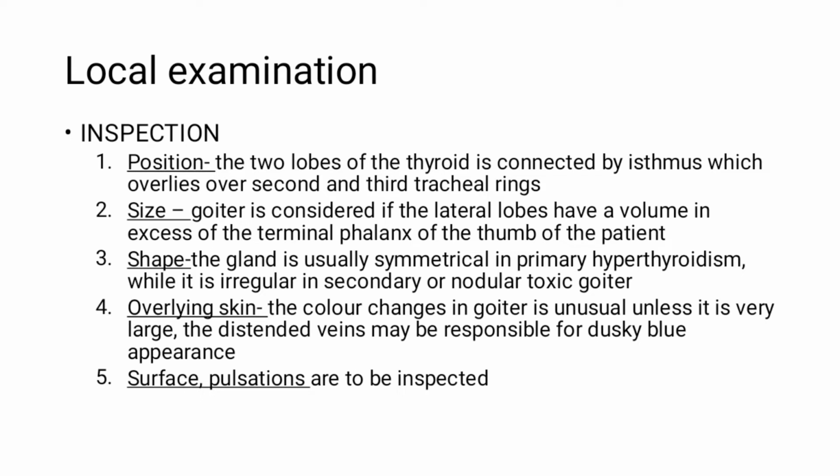Goiter is considered if the lateral lobes have a volume in excess of the terminal phalanx of the thumb of the patient. Shape. The gland is usually symmetrical in primary hyperthyroidism, while it is irregular in secondary or nodular toxic goiter.